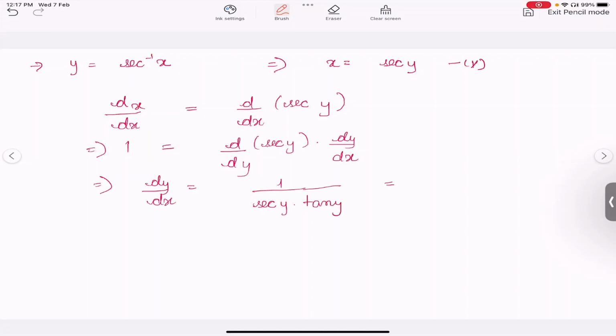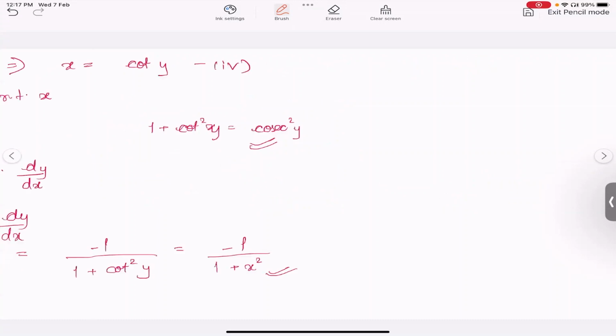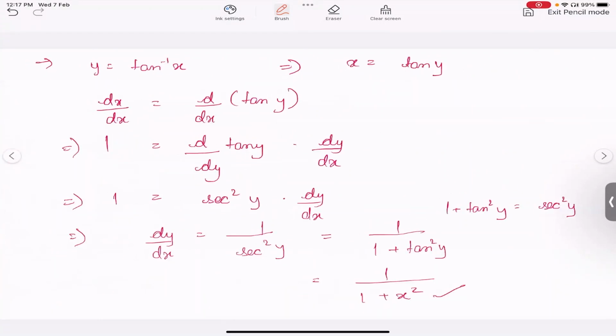Now, whatever we are getting here, we have to make it such that it can be expressed in terms of the independent variable, that is x. So we will just substitute. We already have sec y. We have to substitute tan y. We already have learned this identity that 1 plus tan square y will be equal to sec square y. So tan y can be written in terms of sec square y minus 1.